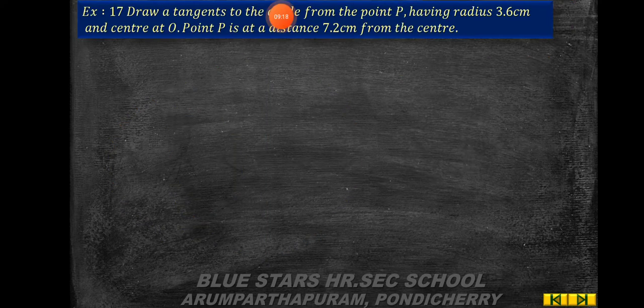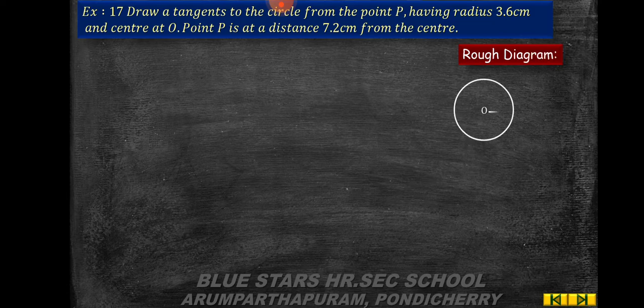Problem number 16 in exercise 4.4. Draw a tangent to a circle from the point P having radius 3.6 centimeter and at the center O. Point P is at the distance 7.2 centimeter from the center. First you have to draw a rough diagram. Draw a circle with the radius 3.6 centimeter and the measurement of O to P is 7.2 centimeter.